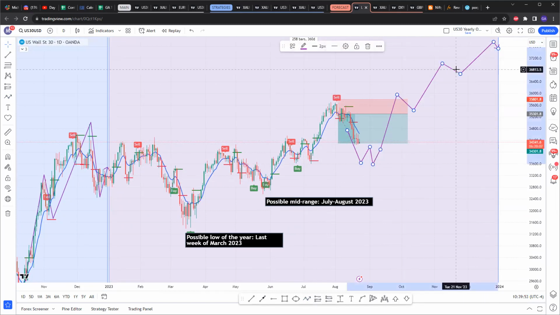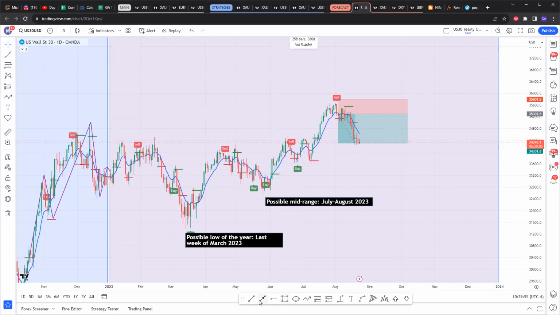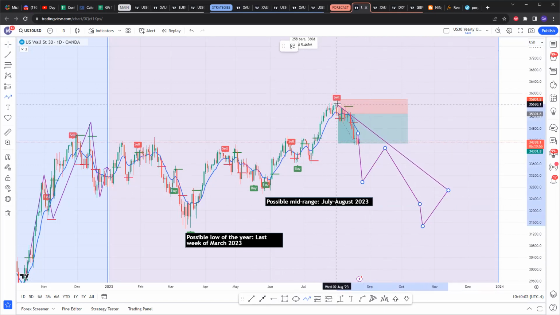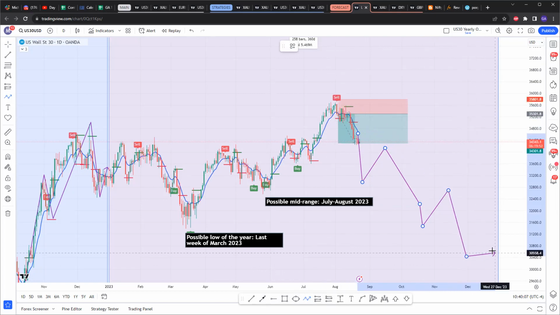Now, not to say that US 30 cannot just melt from here. It can still melt from here and literally do this. And maybe this is the yearly high, right? This can possibly also be the yearly high, and it comes down here and closes the year down here, with this being the yearly low. So keep in mind, it's always a game of probabilities, but you want to have history on your side.